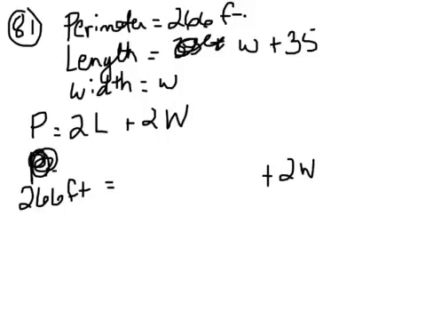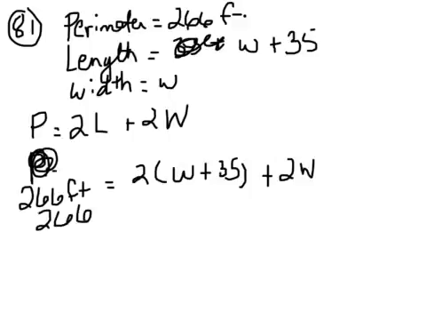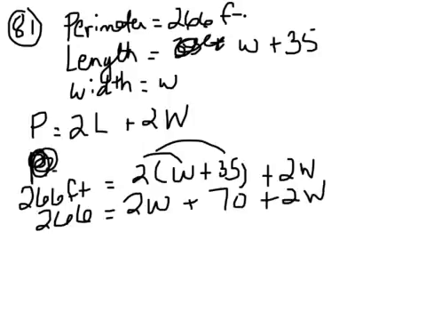I could write 2L, but it'd be better if I could just use one variable. So if I've written that the length is width plus 35, I can take that and use that for my length. And now all I've got to do to solve this is just simplify and keep on solving it. I'll have to distribute on the second side. I'll get 2W plus 2 times 35 is 70 plus 2W. Well, on the right-hand side, 2W and 2W make 4W plus 70.